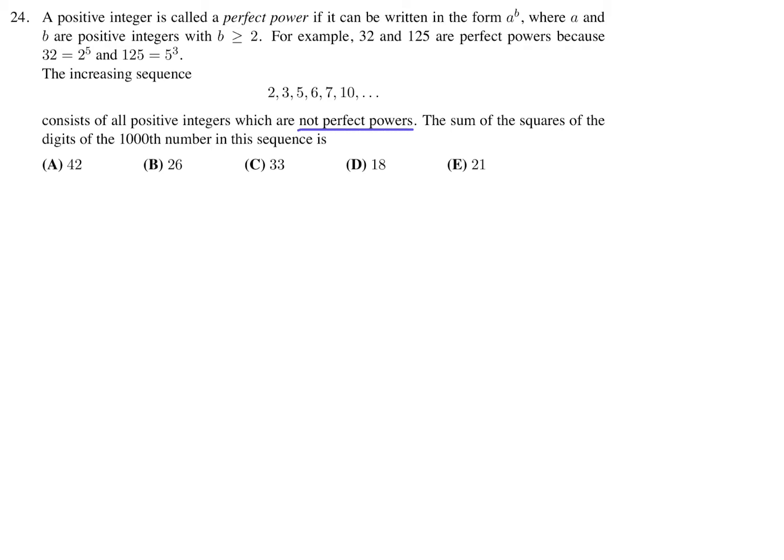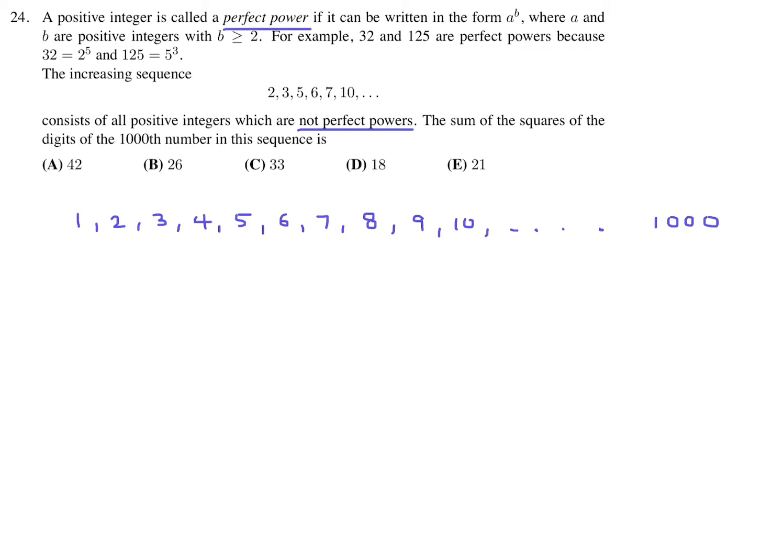Not perfect powers. That is what this is. So what that basically means is that if you're going to write out all of these numbers, all the integers from 1 till some number, obviously, but let's just say 1 till 1,000. I'm not going to write them all out, don't worry. What we have to do is take away from this list all the numbers that are perfect powers.